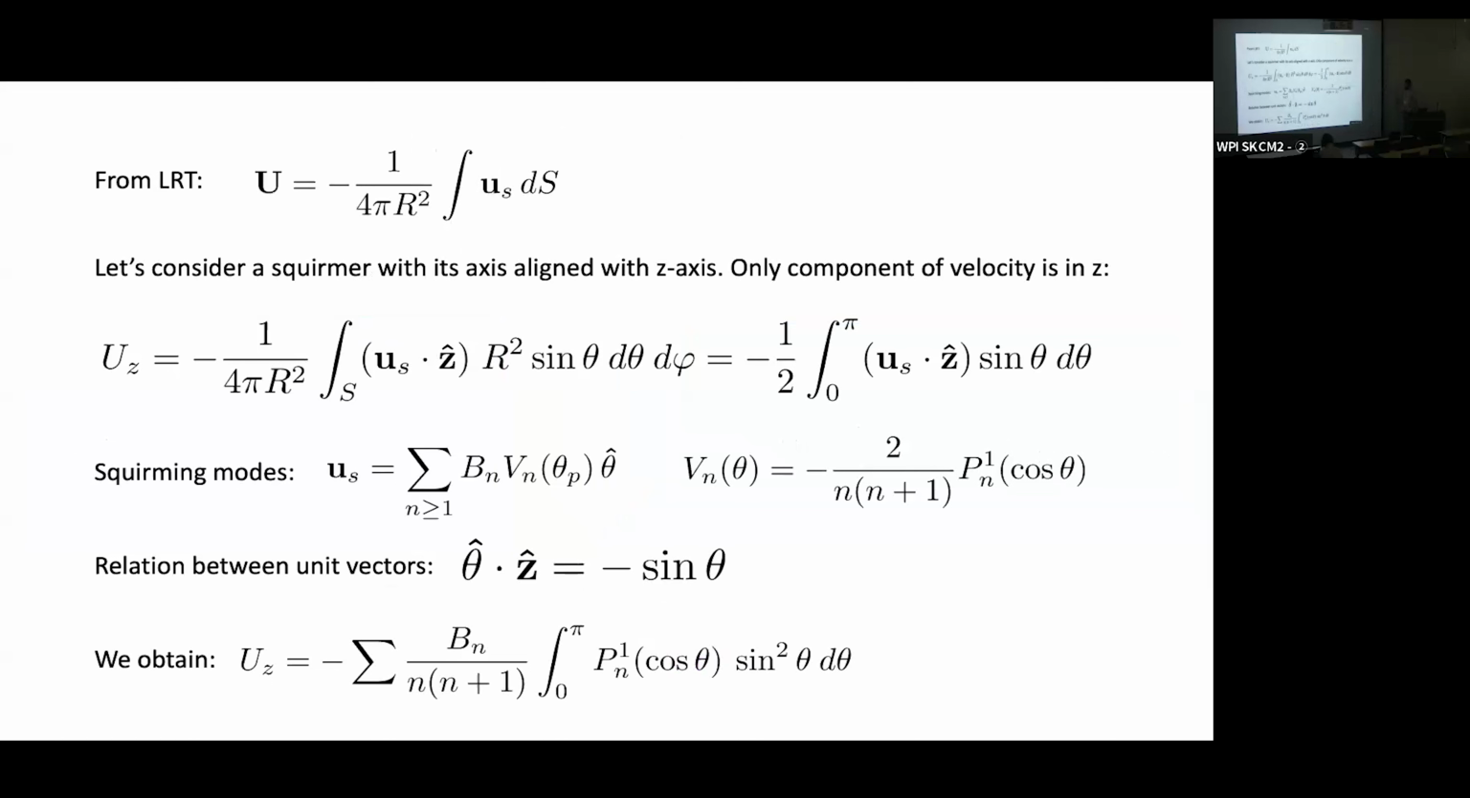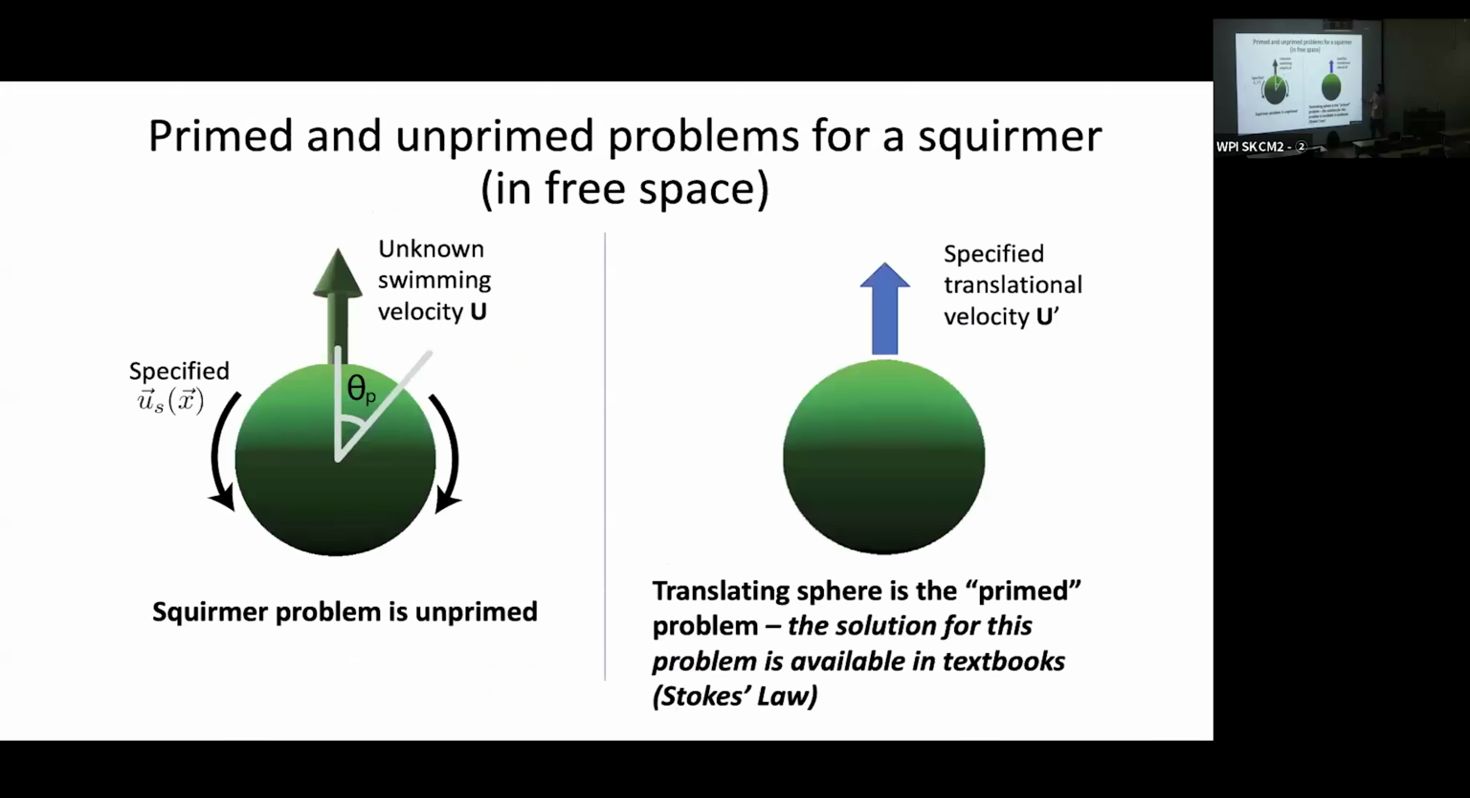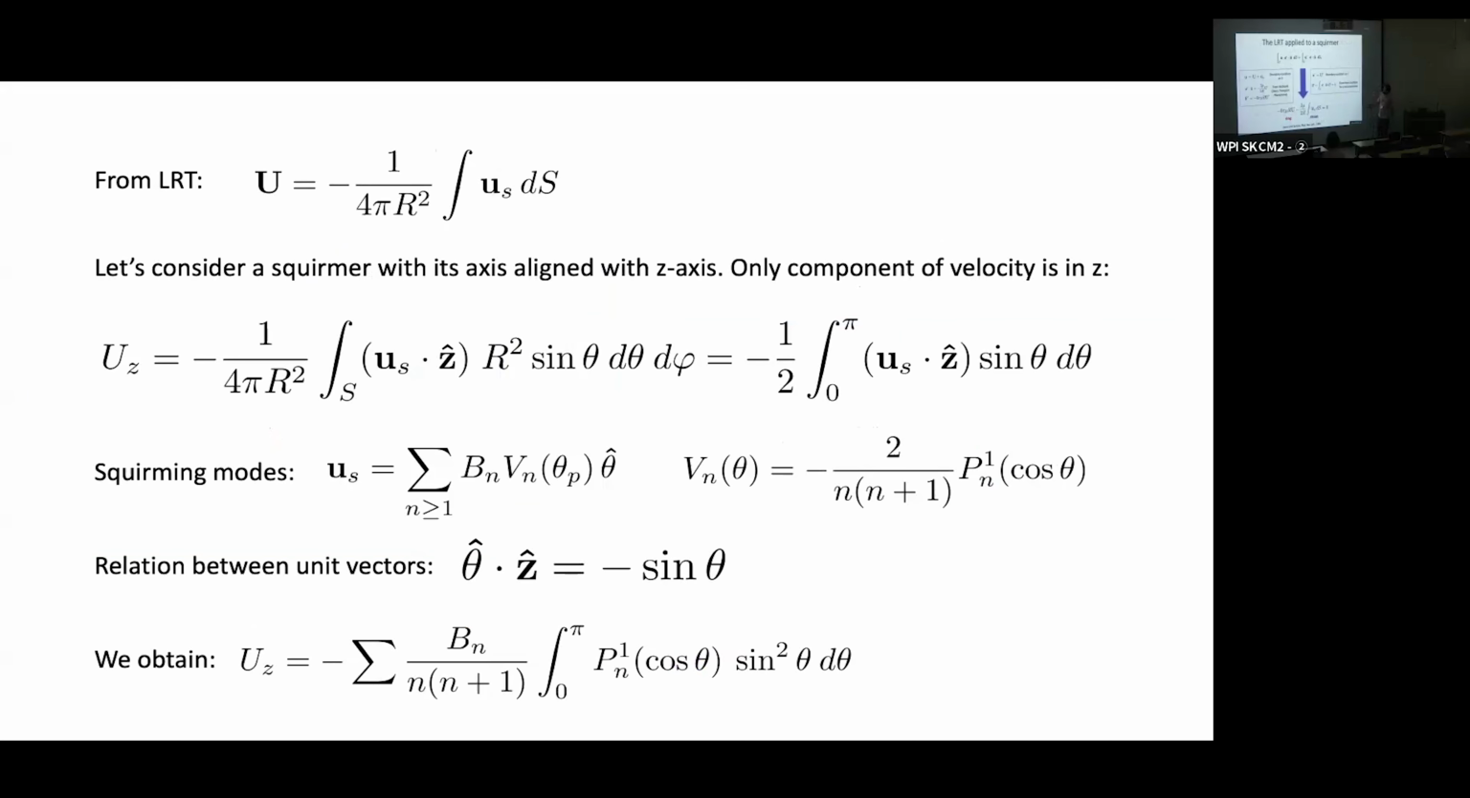Okay, I'm not going to work through all this stuff. It's in the slides. You can download them. If you want to apply this to a squirmer, you plug in your U_s. And we want to get the Z direction, so you dot with Z, because it's axisymmetric. Then you plug in, well, our interfacial velocity is given in terms of squirming modes. You plug that in, you work out the math.